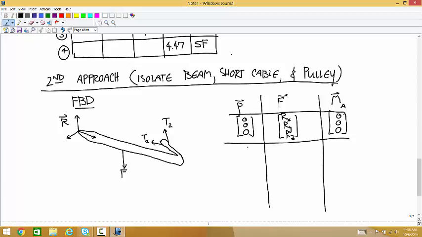Then the force F acts at, what direction is that? 0, 5, 0. And the force vector is 0, 0, negative F. And so the moment is negative 5F, 0, 0. And now we have 2 force vectors, even though they both use the same variable.